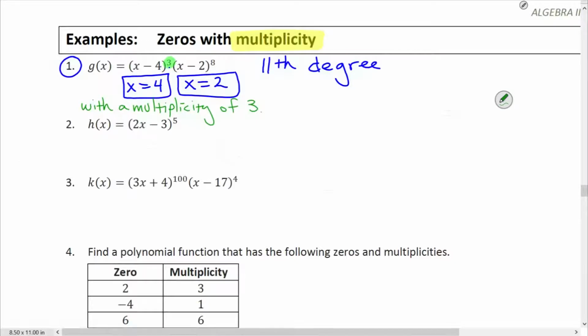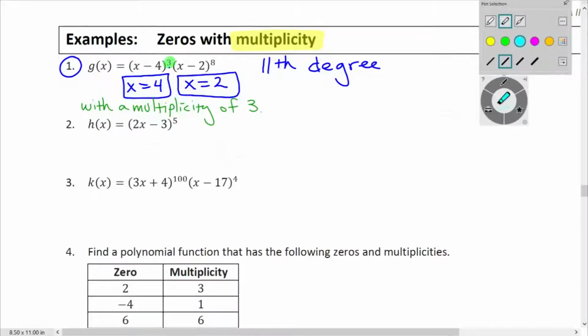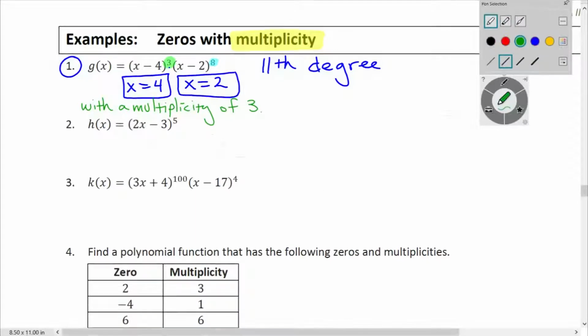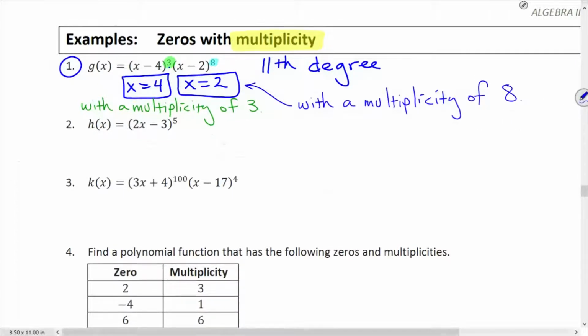So 3 of my zeros are x equals 4. And similarly, I can look over here at this exponent of 8 and know that x equals 2 is also a zero. In fact, it's more than one. 8 of my zeros are x equals 2. So I would say that x equals 2 is a solution with a multiplicity of 8. So I do have 11 solutions. 3 of them are 4, and the other 8 are 2.